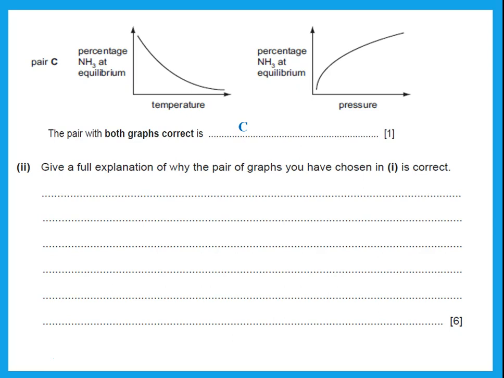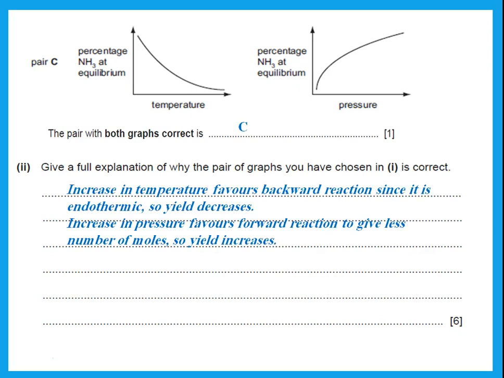Now you're supposed to explain what I just said. Why did we choose that? Because first of all, increase in temperature favors the backward reaction since the forward reaction is exothermic, so the yield decreases, and that's the first graph. Now the second graph, increase in pressure favors forward to give less number of moles, so the yield would increase with increasing pressure.